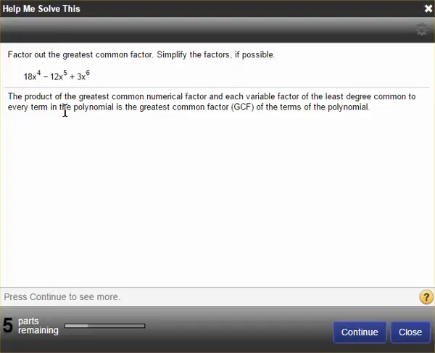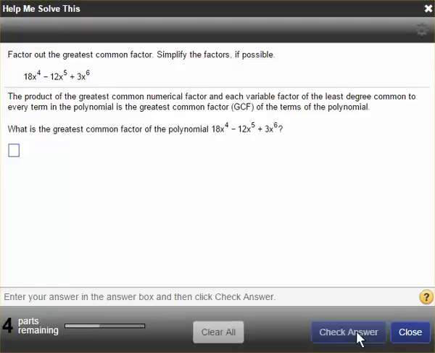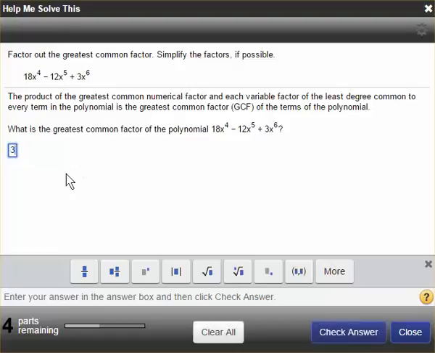And then I'm going to look at the variables, and each one of these terms has an x in it. And I've got an x to the fourth, x to the fifth, and an x to the sixth. So the biggest one that they have in common, the greatest of the common, is going to be x to the fourth. So I'm going to be able to factor out of each one of these terms 3x to the fourth. So it says, what is the greatest common factor? It's going to be 3x to the fourth.